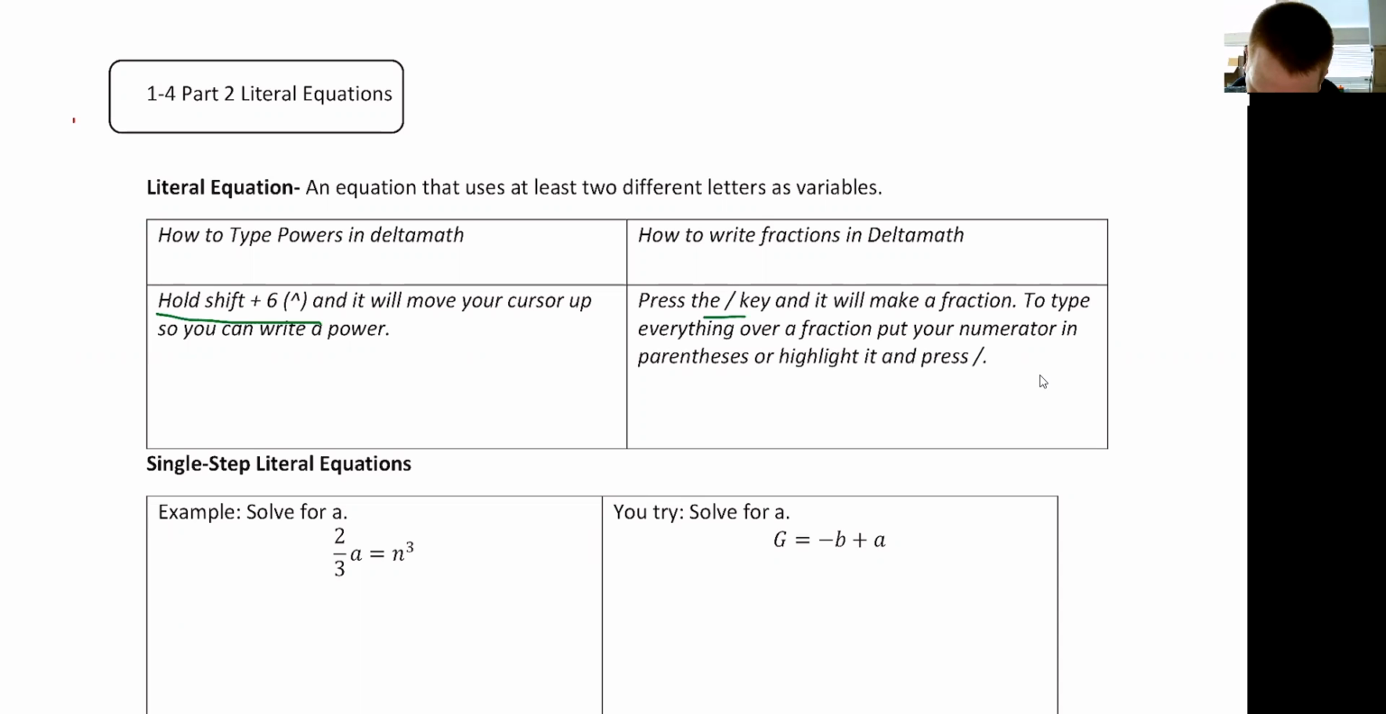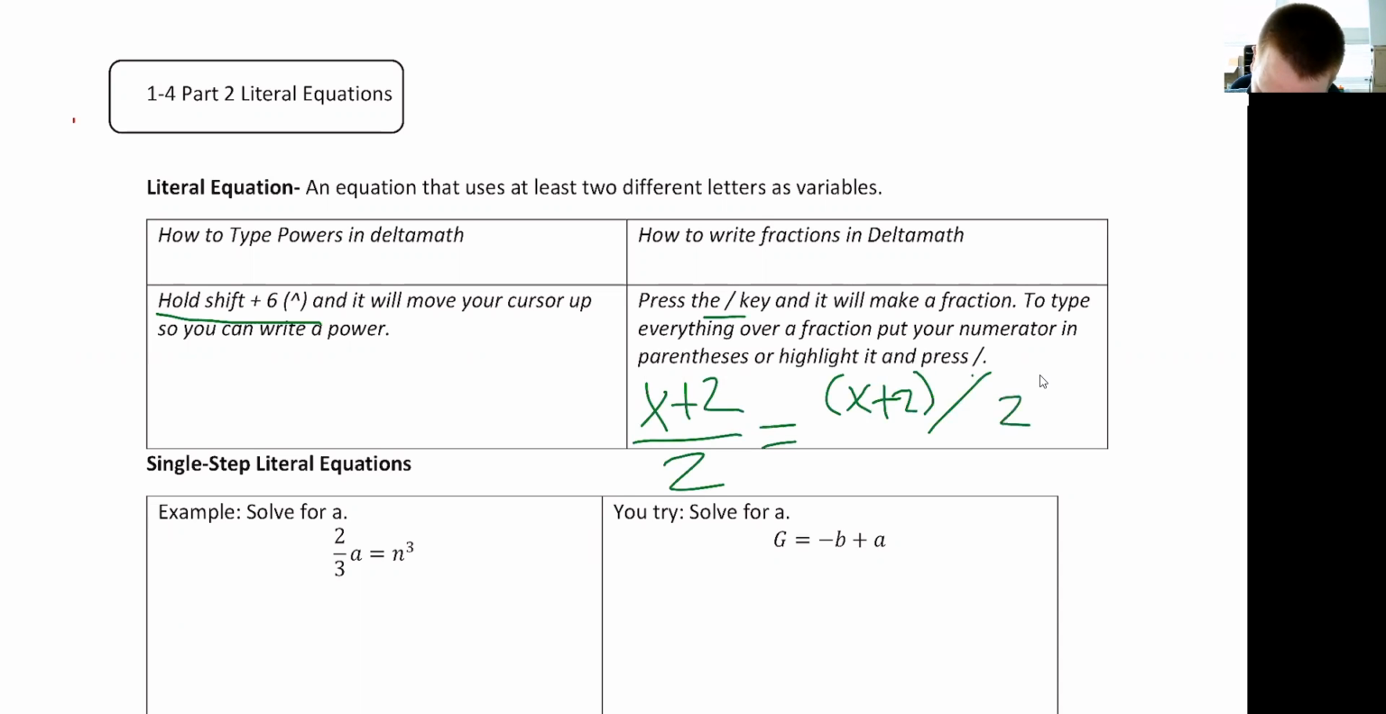So for example, if you wanted to type x plus 2 over 2, like have the whole thing over 2, you could type in your answer box parentheses x plus 2, then type the slash and then type 2. It would give you the whole thing over 2. So if you're trying to put more than one thing over 2, that's one way you can do it.